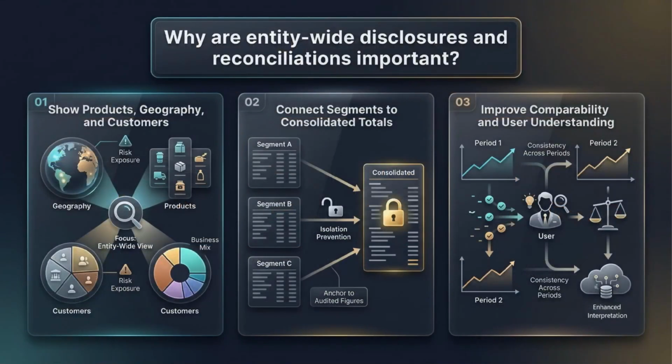For short answer 2, explain why entity-wide disclosures and reconciliations both matter. Entity-wide disclosures show business mix, geographic exposure, and major customer concentration, regardless of how many segments the entity reports. Reconciliations connect segment amounts to consolidated financial statement totals, so users do not treat internal segment data as if it were a separate reporting basis. Together, they improve completeness, comparability, and interpretability. One gives broader business context, the other gives numerical discipline.